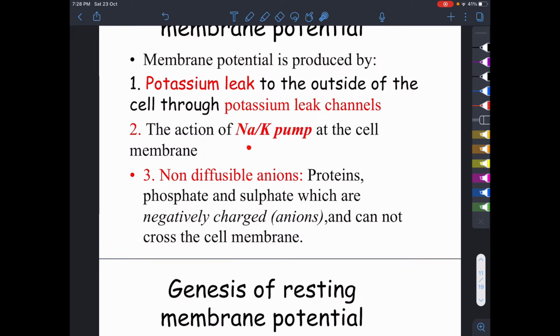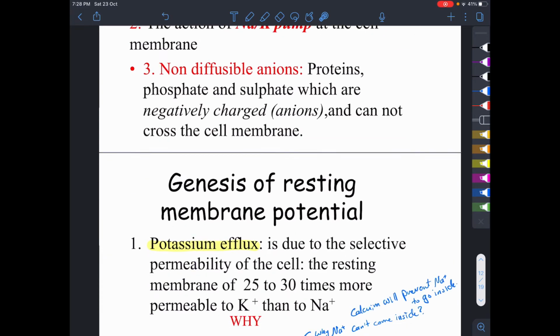The action of the sodium potassium pump at the cell membrane, we will talk about it now. Non-diffusible anions, which we said are fixed proteins, phosphate and sulfate, are negatively charged and cannot cross the cell membrane. They can't get out of the cell for two reasons, which I'll talk about shortly.